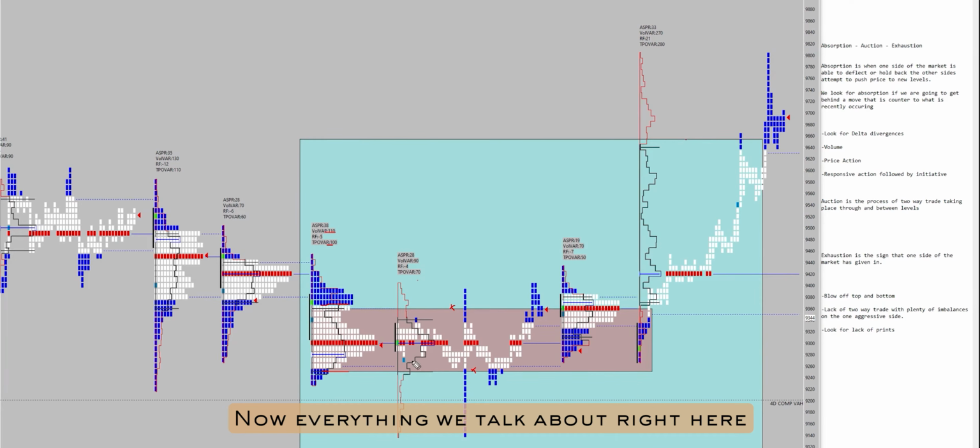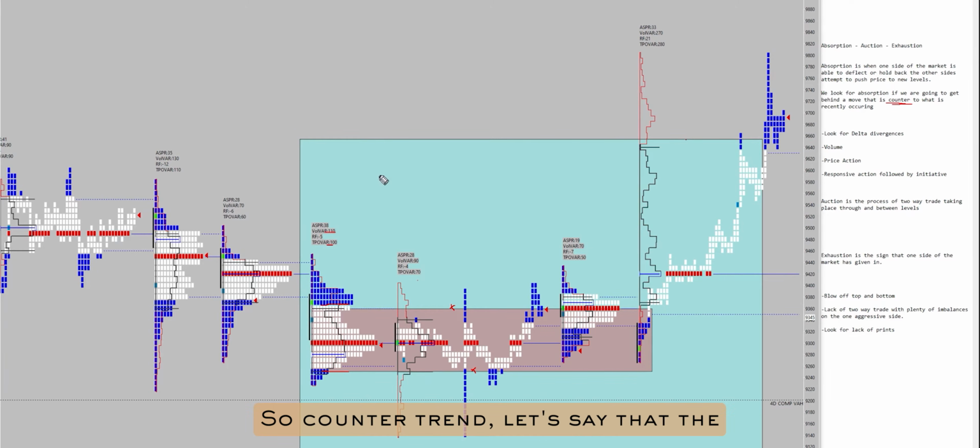Now, everything we talk about right here is going to apply if we're trading a multi-day composite, or a multi-week composite. What we're looking for with absorption is that one side is able to hold back the continued efforts by the other side. So we're not looking for absorption at the high if we're looking to get into a long. That might be one of the reasons why we don't get in a long. We're not looking at absorption at the low if we're looking to get into a short. We're looking for absorption to get into the counter trend to that move.